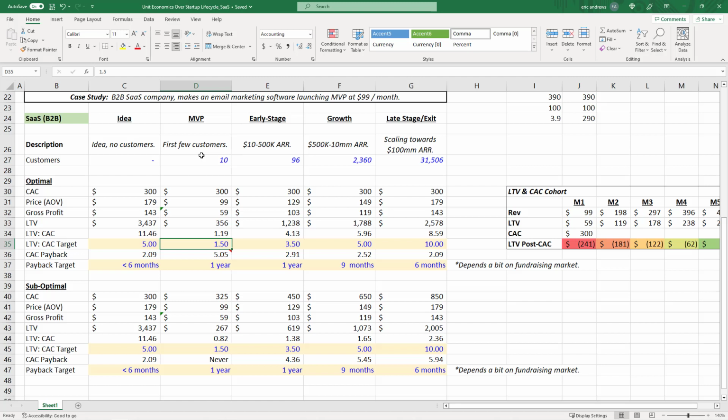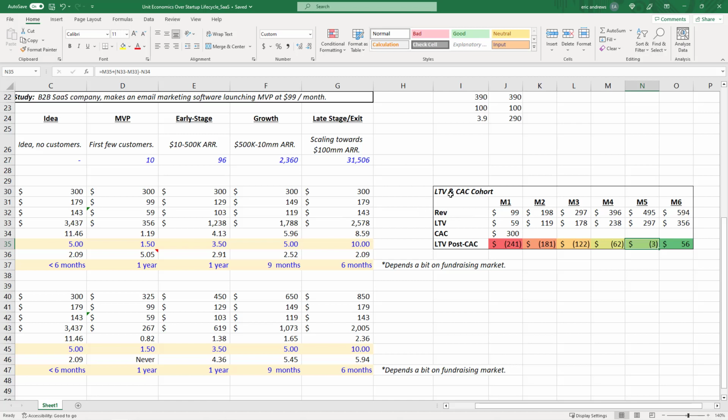So this is a good kind of proof of concept. CAC payback, we're saying, is 5 months. So let's look at what we mean by 5 months. This over here is called a customer cohort. This is called cohort analysis.